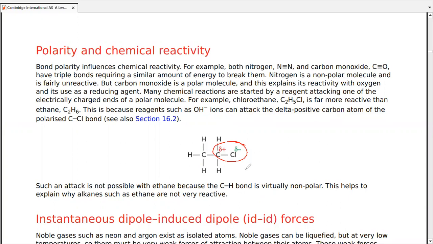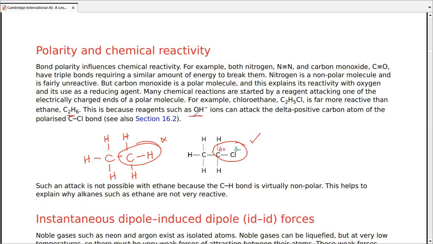Now, this is far more reactive than ethane, which has almost a similar structure. It's just that carbon and hydrogen have virtually no difference of electronegativity. So we won't have any positive or negative ends in ethane, all right? So we don't have a polarized end at that side. So this one is fairly unreactive. This one, however, is reactive.